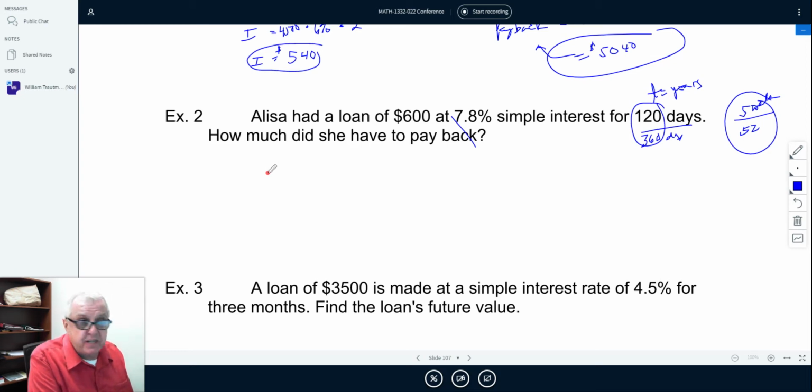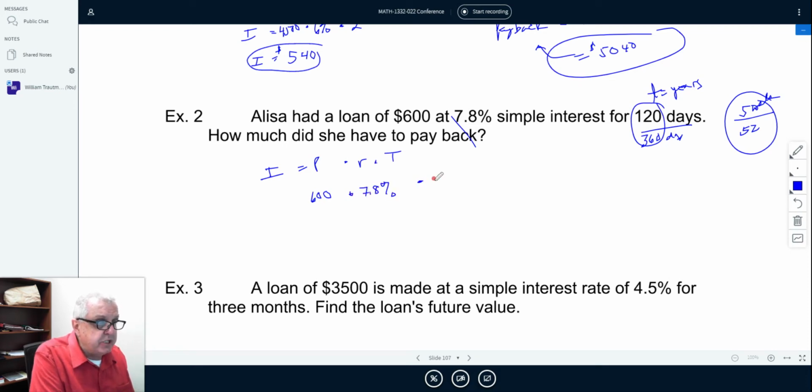So first we have to find the interest. The principal times the rate times the time. Principal was $600. The interest rate was 7.8%. And time in years is 120 over 360 days, which is 1/3 of a year. Now it's in years.